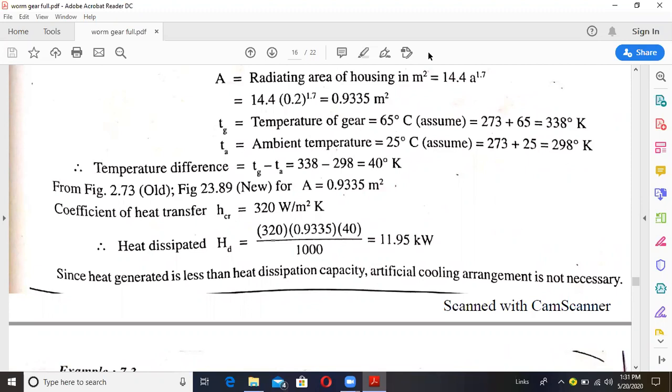Up to here we have solved the problem, that is the complete design of the gear. It is similar to the previous problem. In the previous problem they did not give the power, so you calculated the power. In this problem they have given the power, so no need of calculating it. That is the difference between the previous problem and this one. And in the previous problem they gave the material for the worm and the worm gear. Here they have not given it, so we are going to assume.